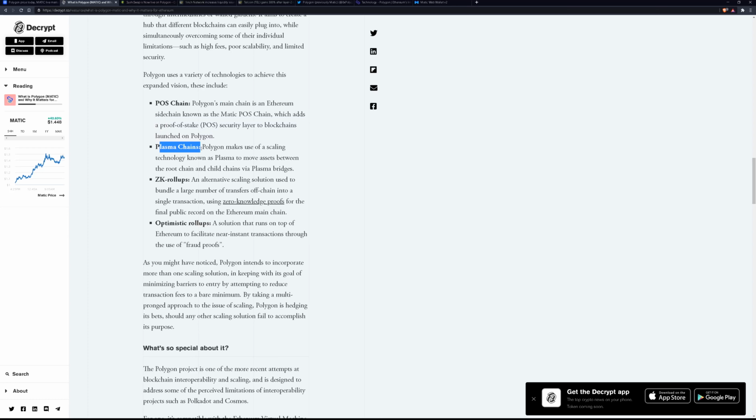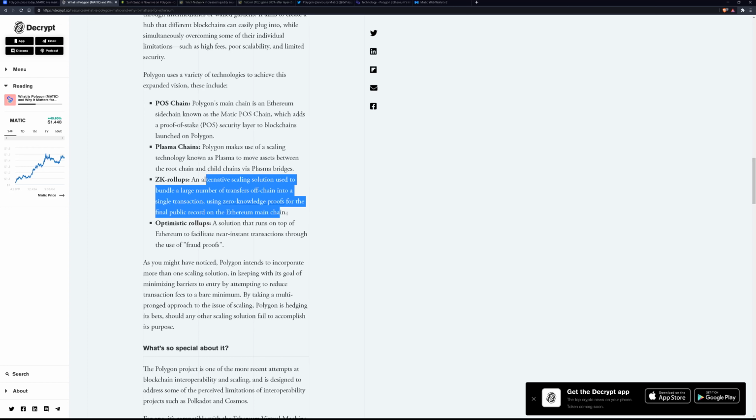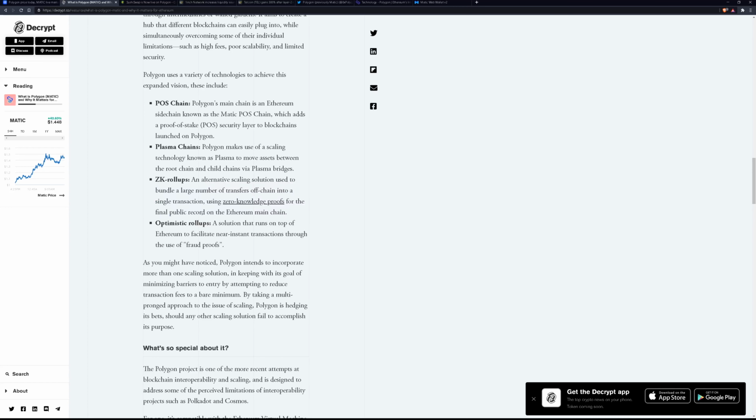The Plasma chains: Polygon does still make use of a scaling technology known as Plasma to move assets between the root chain and the child chain via Plasma bridges. There's also the ZK rollups, which is an alternative scaling solution used to bundle a large number of transfers off-chain into a single transaction, using zero-knowledge proofs for the final public record on the Ethereum main chain. And finally, there are the optimistic rollups, which is a solution that runs on top of Ethereum to facilitate near-instant transactions through the use of fraud proofs.